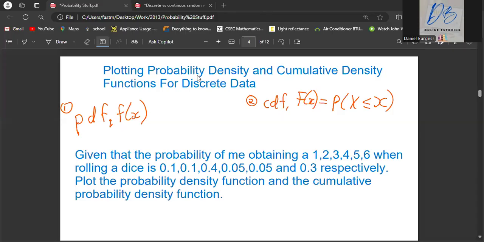Okay, so let's start this one. In this video, we learn how to plot the PDF and the CDF for discrete data.